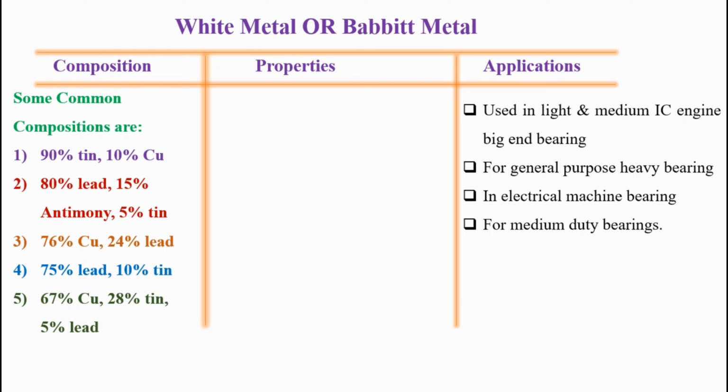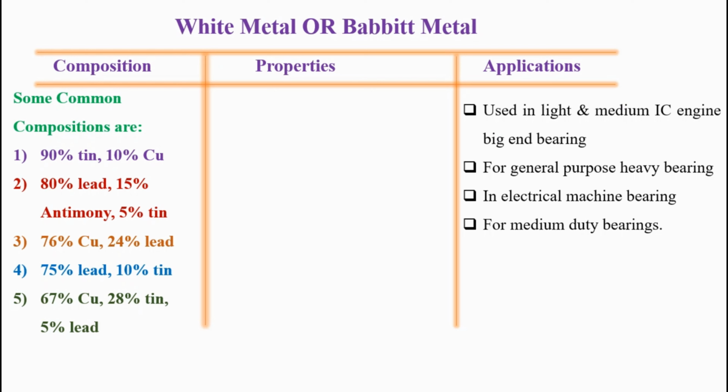Then it is also used in electrical machine bearings. Whatever electric machines we have seen, the general lathe machine and all, all these machines use this white metal Babbitt bearing. For medium duty bearings, if your load carrying capacity is medium or moderate, we can use this white metal bearing.